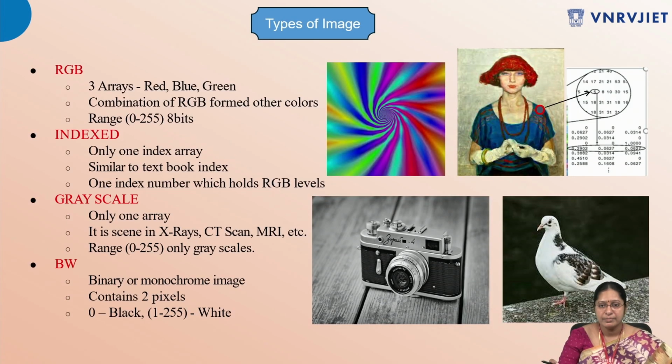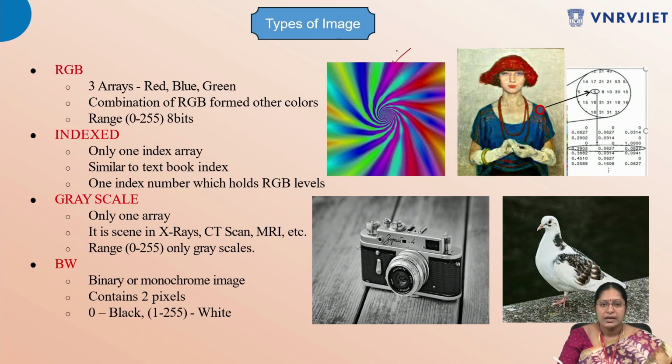Next, types of image. We have 4 types of images. The first one is RGB, red, green and blue. This is indicated by using 3 arrays. The combination of RGB forms other colors. These range from 0 to 255, grayscale 8 bits. The first image indicates the RGB image.